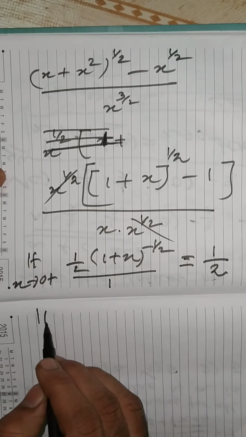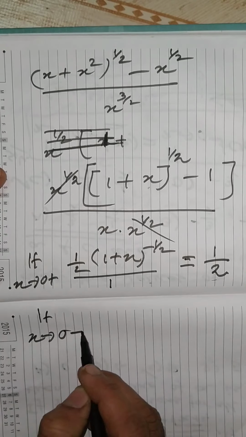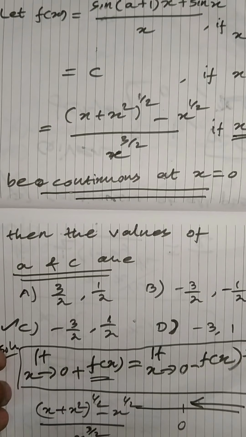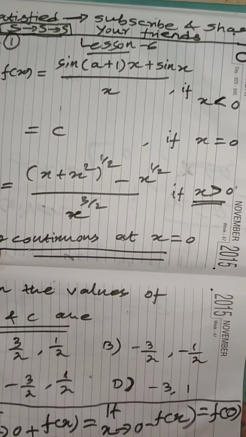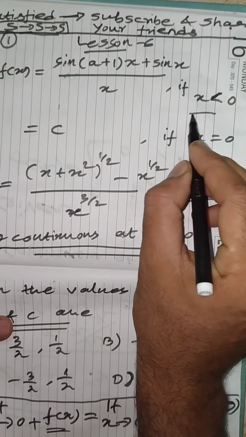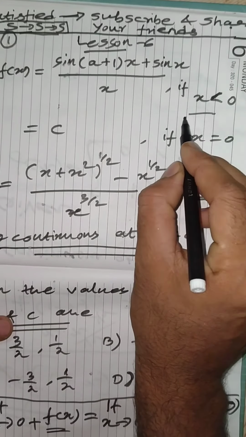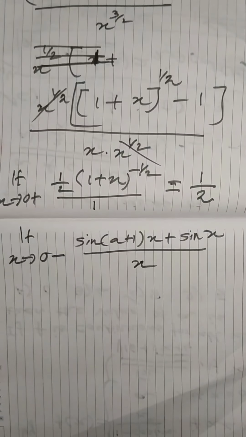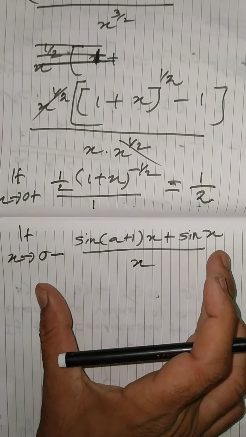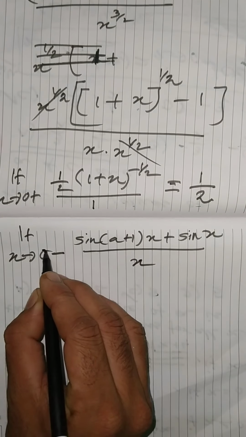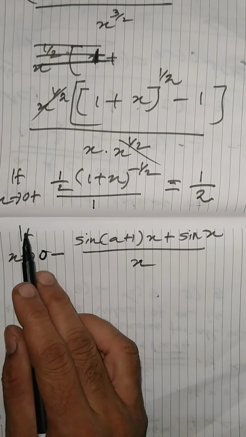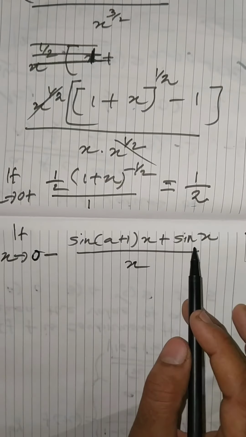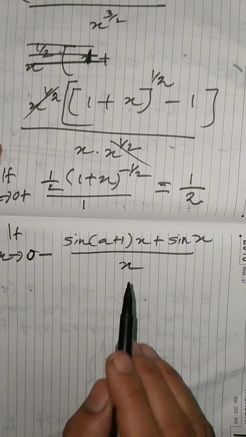Now we have to find out the next, 0 minus. So for that, what we do is, this is a left approach to 0. Left approach. So I take this one. Now I am going to apply this left approach 0 minus, that is instead of x we are going to substitute 0.